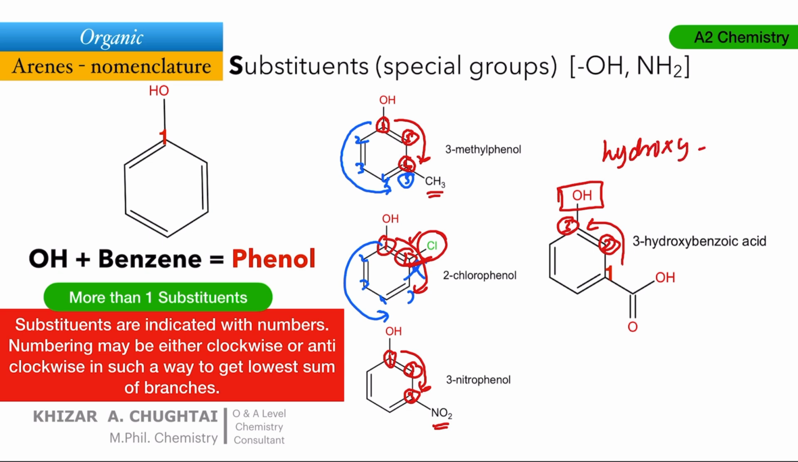So as a prefix, OH is written as hydroxy. Its position is 3, so its name is 3-hydroxybenzoic acid. The collective name overall is benzoic acid. In this case, this OH group is behaving as a branch. Once again, if the OH group is in competition with any other major functional group, then it will act as a branch.